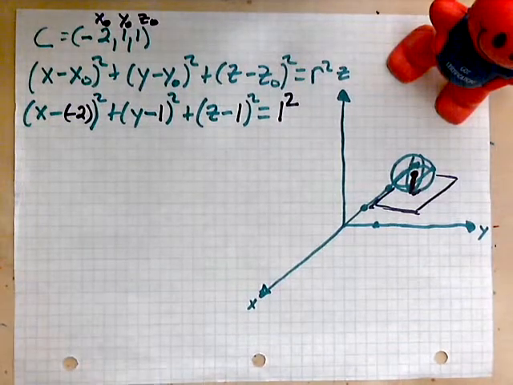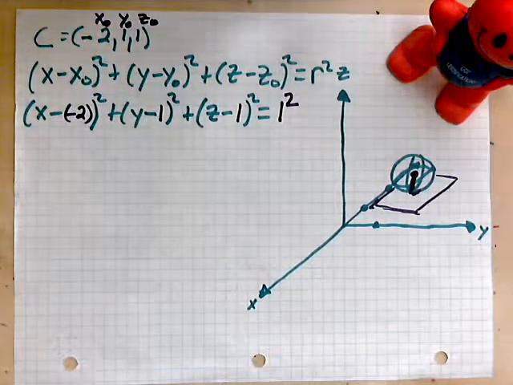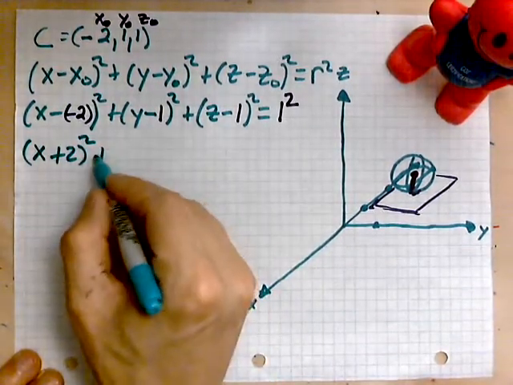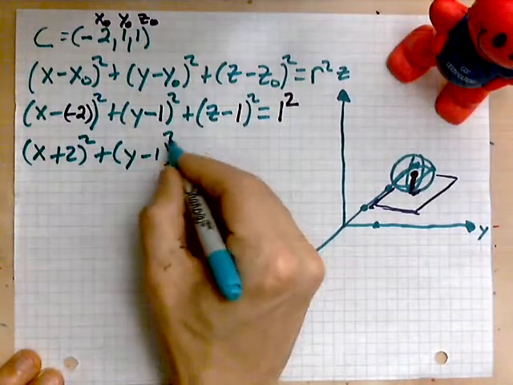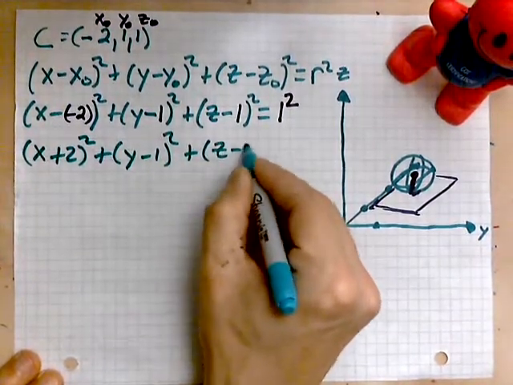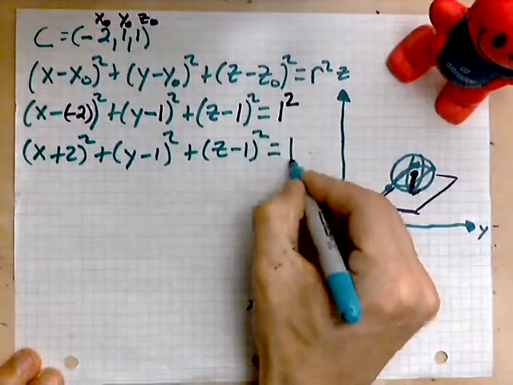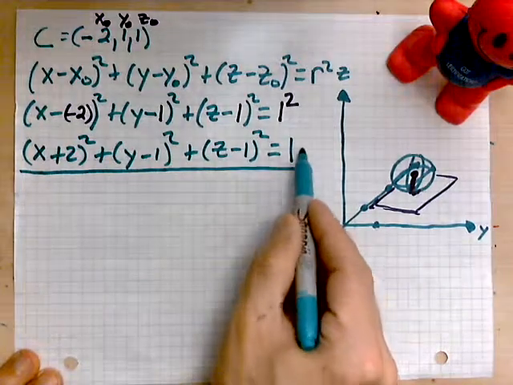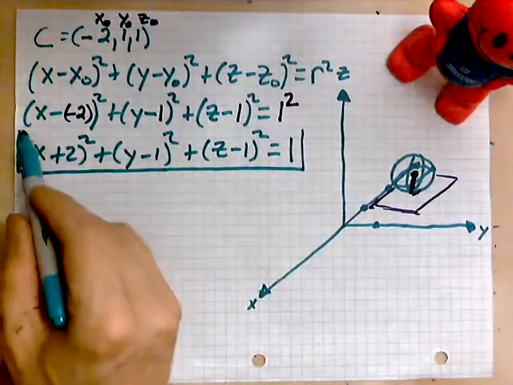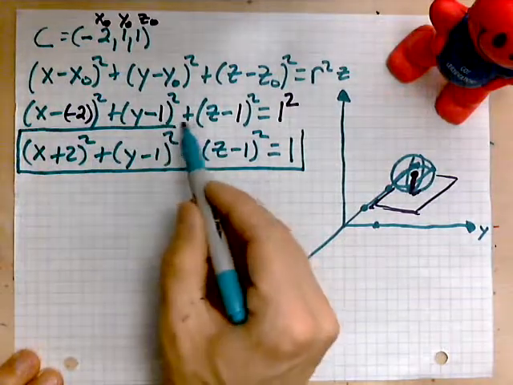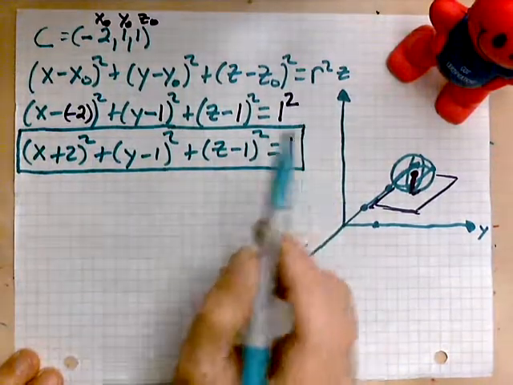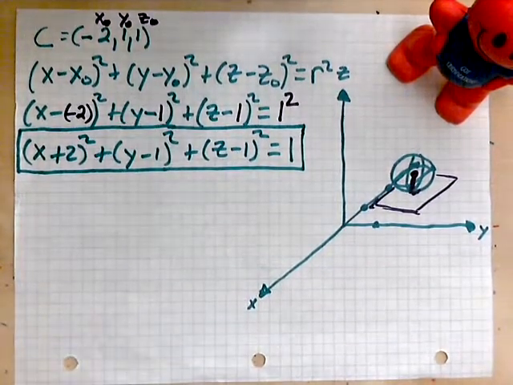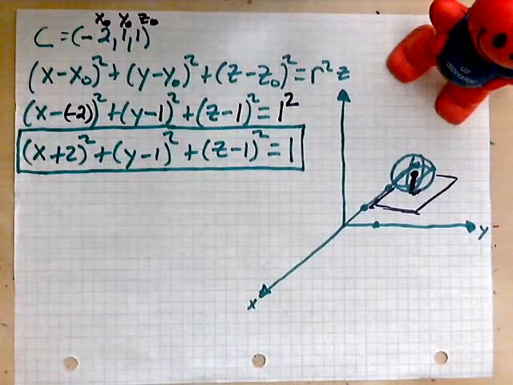Now we simplify a little. I'll switch to one color. So we have x plus 2 squared plus y minus 1 squared plus z minus 1 squared, and all of this equals 1. So now we can take this to be the equation of our sphere. There you go. And that's the process of finding the equation of a sphere given a center point and an additional piece of information.